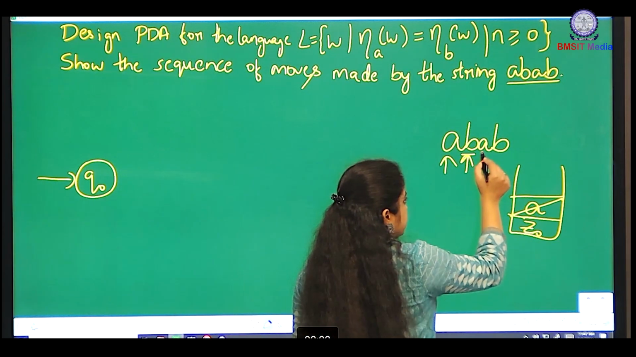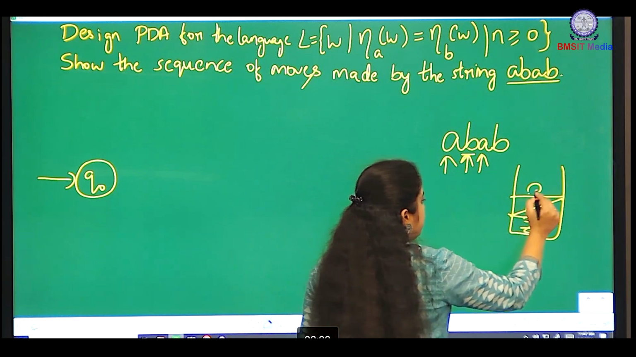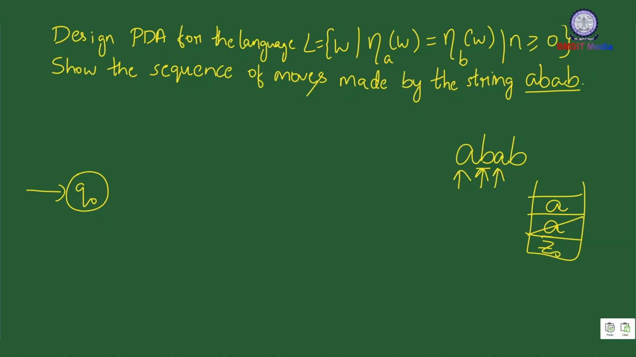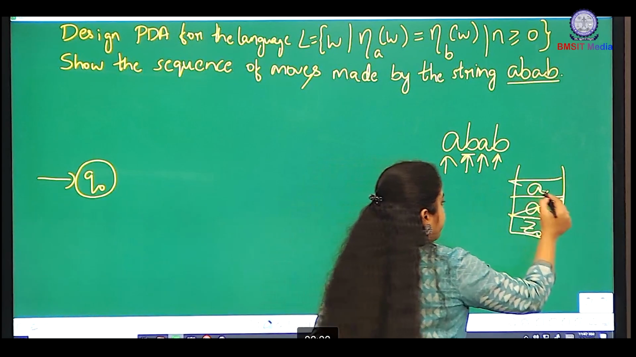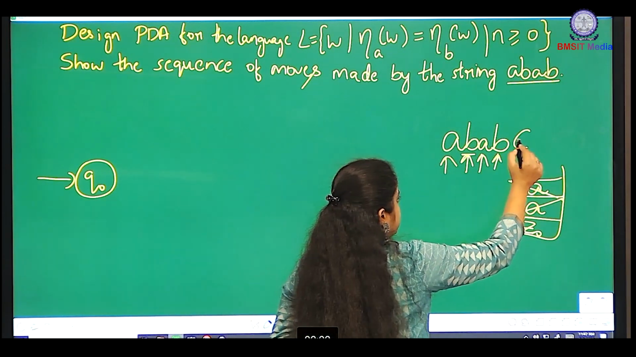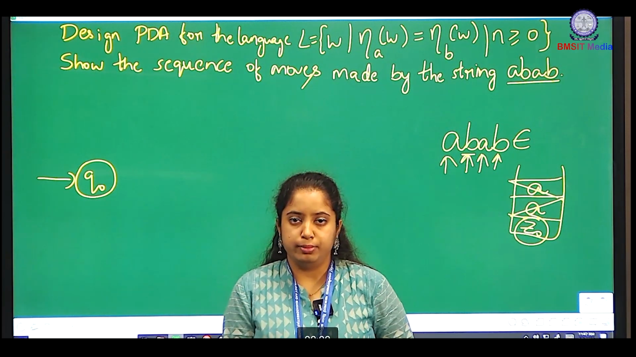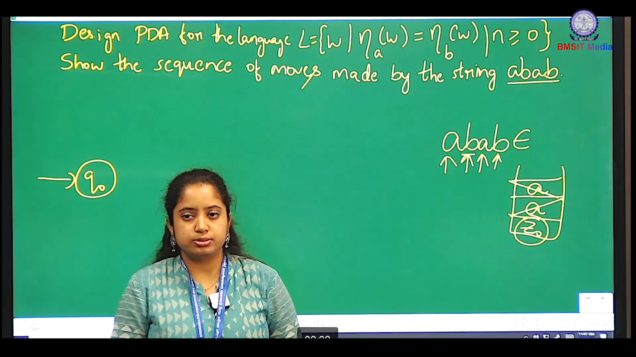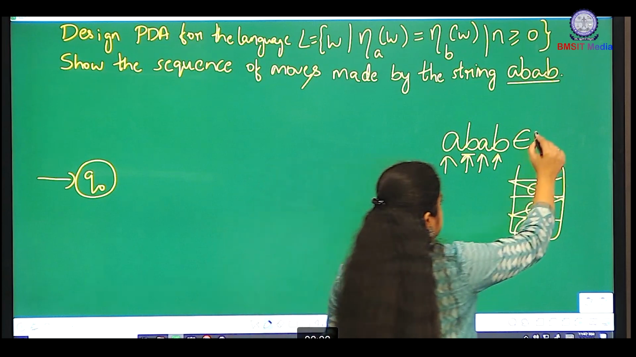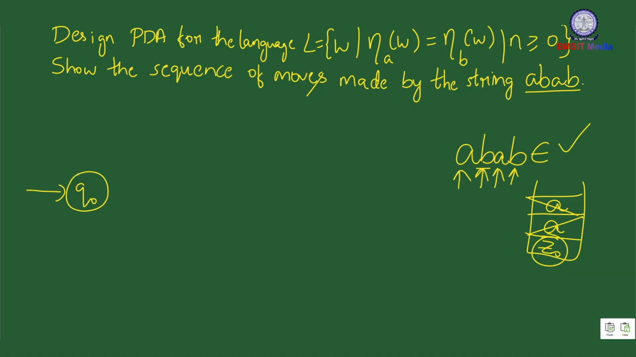So, when you receive B and you have A in the stack, you will pop it. Next, you receive A and Z naught is the top stack element, so you will simply push it into the stack, and then when you receive B, you will pop this. And when you reach the end of the string, you should have Z naught as the top stack element. Then you can accept this kind of strings using the PDA.